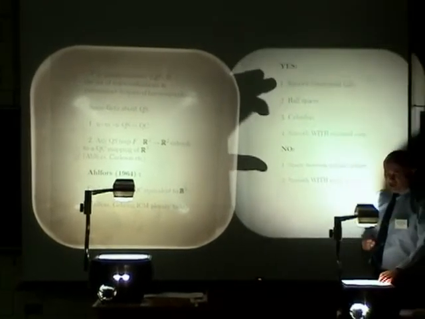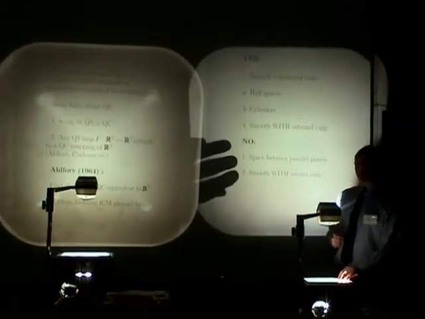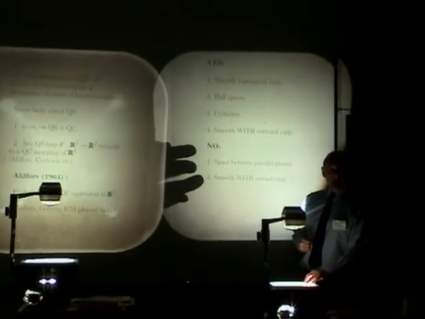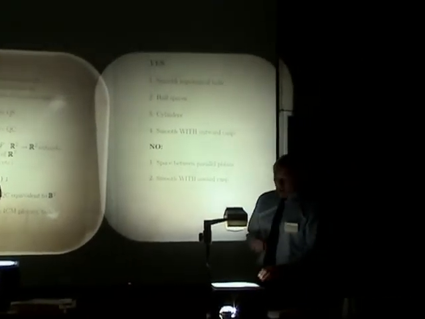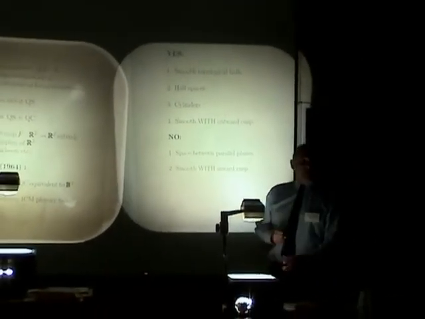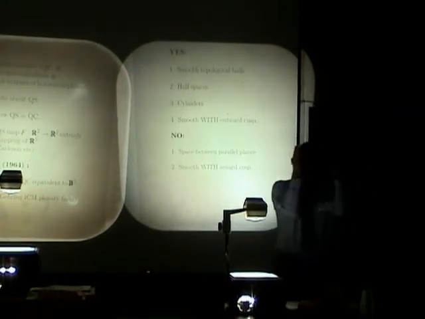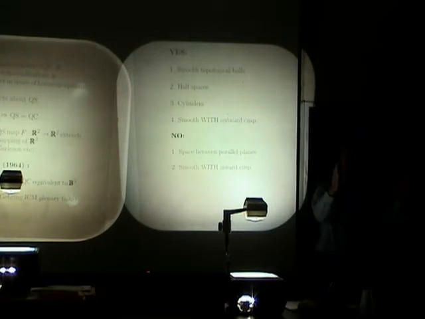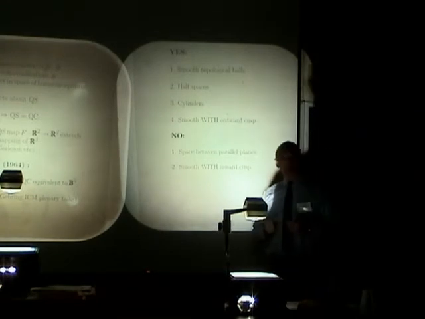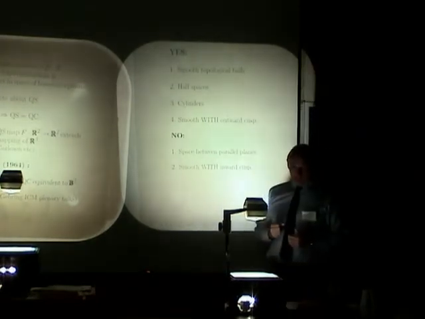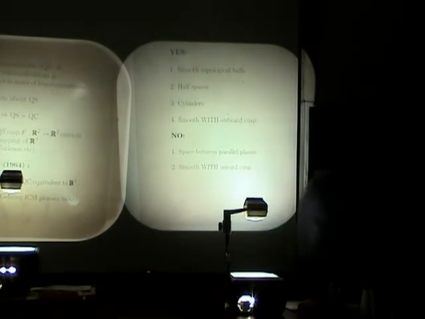So the answer is yes in these examples, but it's no in some very, very simple examples. I mean, these are the sort of examples where, if you expect three dimensions to be like two dimensions, you think it must be true. It's not true. If you have the domain between two parallel planes, that cannot be quasi-conformally mapped to a unit ball.